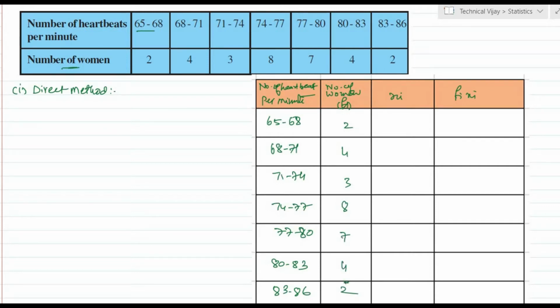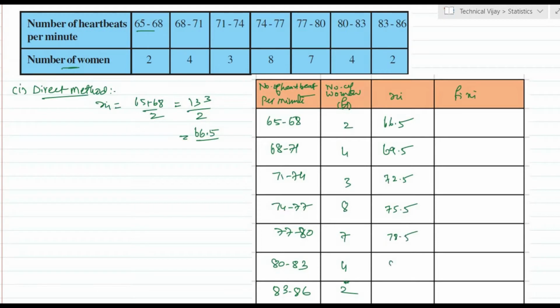Here Xi we will calculate. Xi is nothing but the class mark. Class interval 65, 68: upper class limit plus lower class limit divided by 2, that is 133 by 2, 66.5. So in this way we have to calculate here: 66.5, then 69.5, and here 72.5, 75.5, and here 78.5, 81.5, and here 84.5.